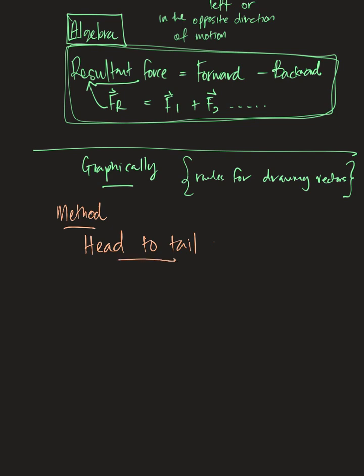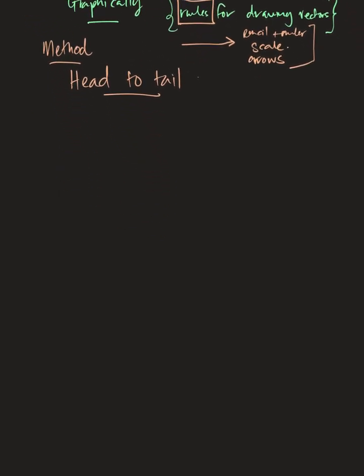Remember the rules. Don't forget the rules. We're going to need arrows with arrowheads. We're going to use pencils and rulers. We need pencil plus a ruler. We need a proper scale. We need arrows. Right? Those are all the prerequisites of how to draw this. Let's have a look at the head to tail method.